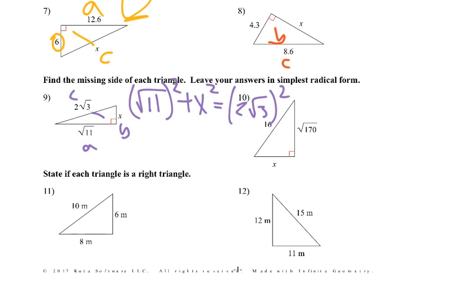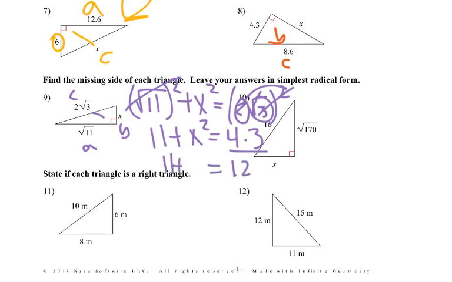Now, whenever you square a square root or something like that, they undo each other. So that would just become 11 plus x squared would equal, now this one, we really have two pieces there, so we'd go 2 squared, which would be 4, times the square root of 3 squared, which would be 3. 4 times 3 would give us 12. So we'd have 11 plus x squared equals 12. Subtract 11 from both sides. X squared would equal 1. Take the square root, and x would equal 1. So, pretty simple answer for just having it equal 1.